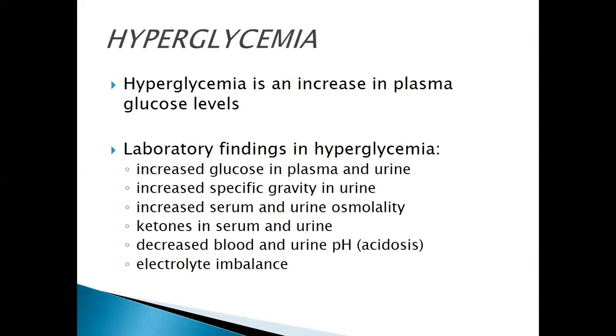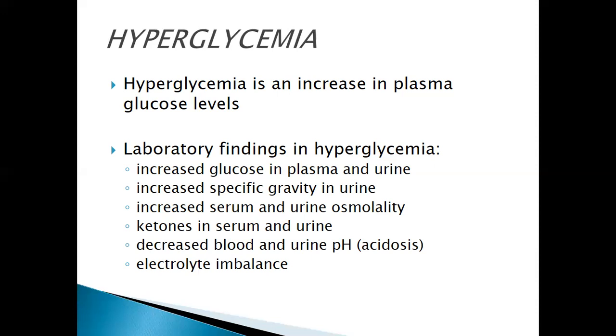Now, another important laboratory finding associated with hyperglycemia is increased serum and urine osmolality. Okay, so again, in measuring your osmolality, usually we measure the different solutes found maybe in the serum or maybe in the urine. So a higher level of your glucose would actually contribute to the urine or serum osmolality, giving us an increased result of the osmolality in both.